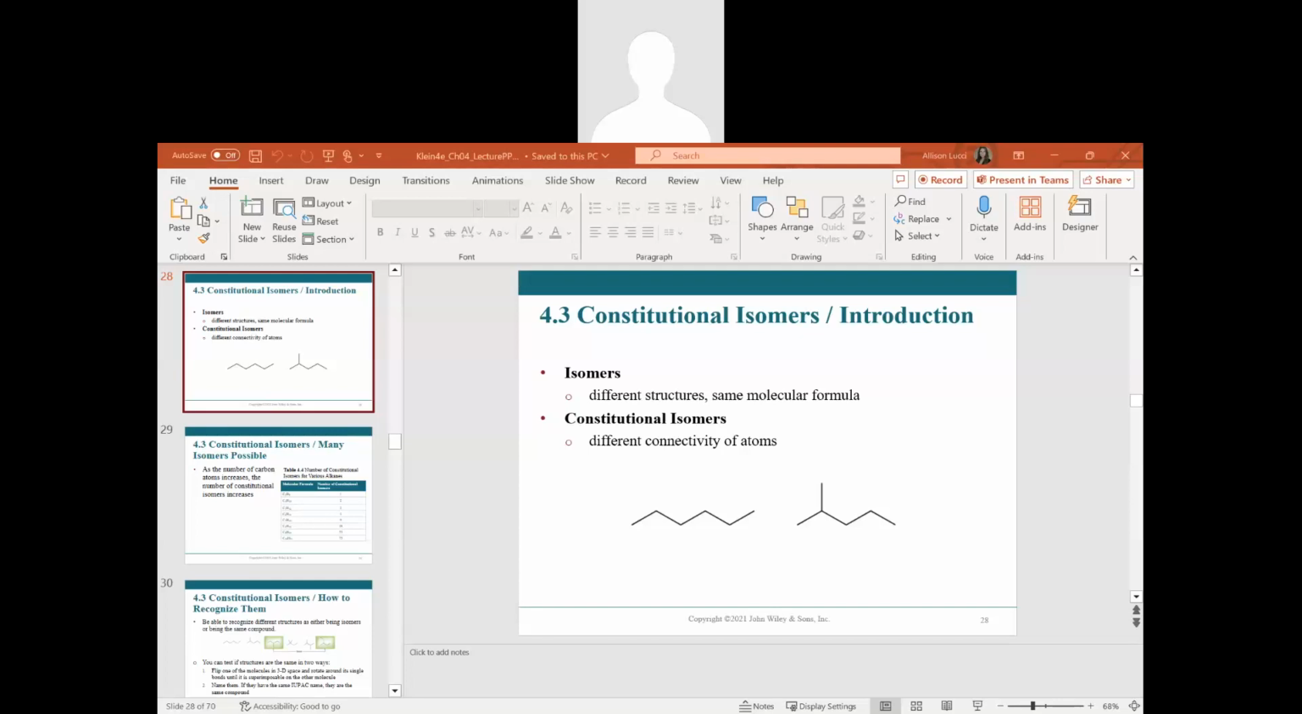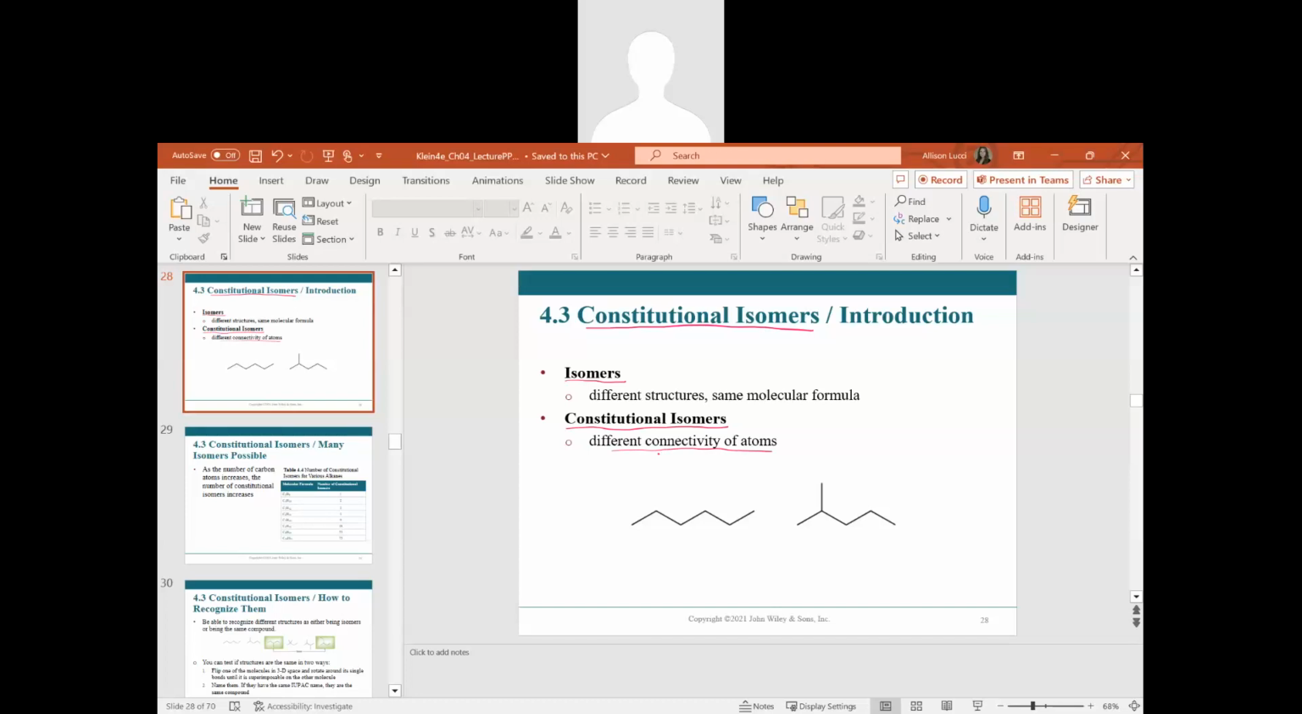In section 4.3, we're going to take a look at constitutional isomers. You were introduced to this terminology with our first lab. We defined isomers. So those in general are different structures with the same molecular formula. And then we dived into a little deeper definition here with constitutional isomers. So they specifically have the same molecular formula, but a different connectivity of atoms.